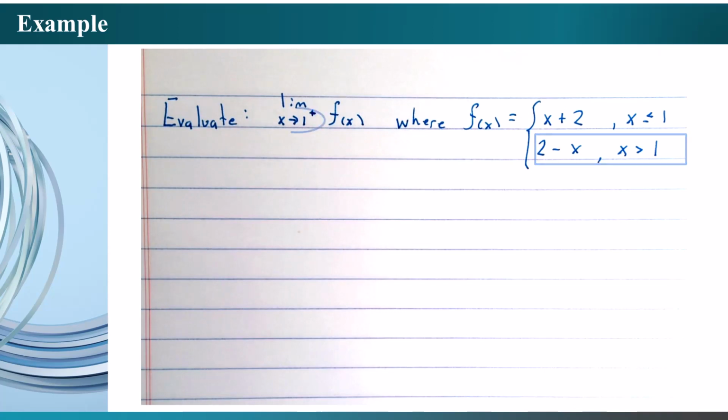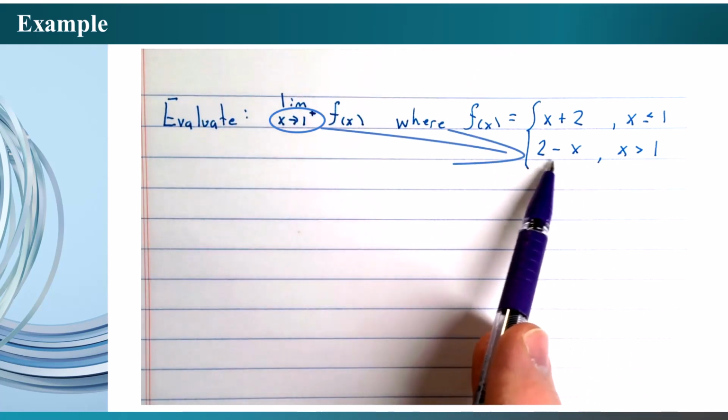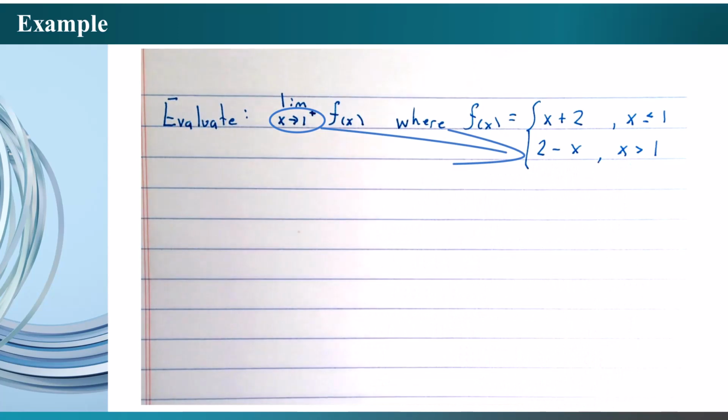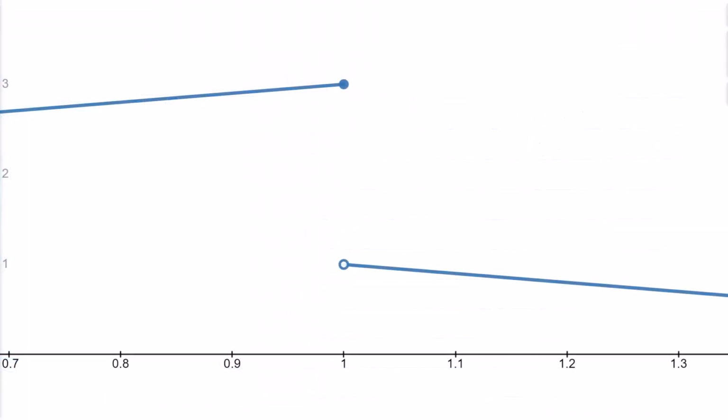Now if we're approaching 1 coming from the right, that means that we're talking about values that are greater than 1. And so we're looking at this bottom definition of f of x. So if x gets closer and closer to 1, then the quantity 2 minus x will also get closer and closer to 1. So it appears that this limit would be 1. We can also look at this graphically.